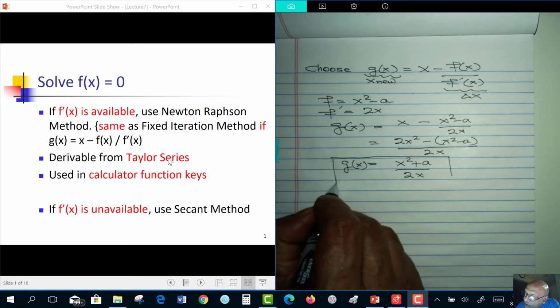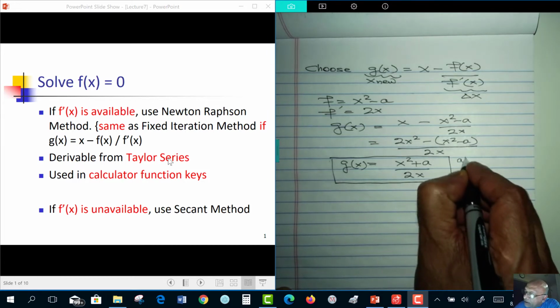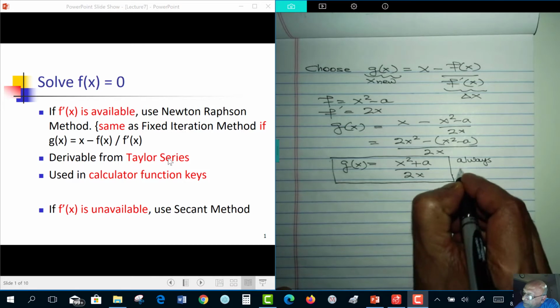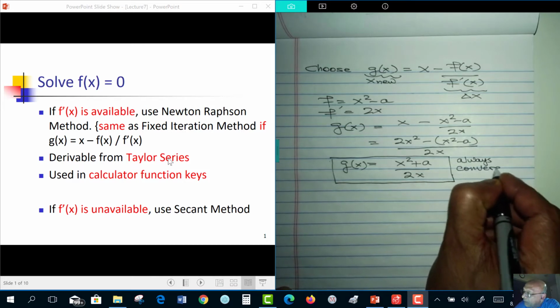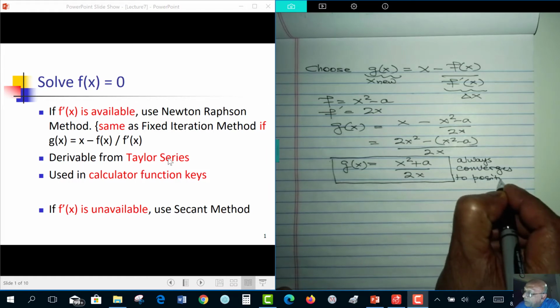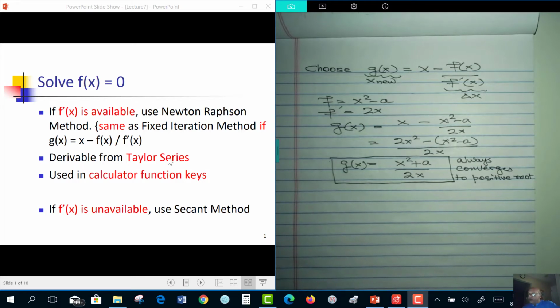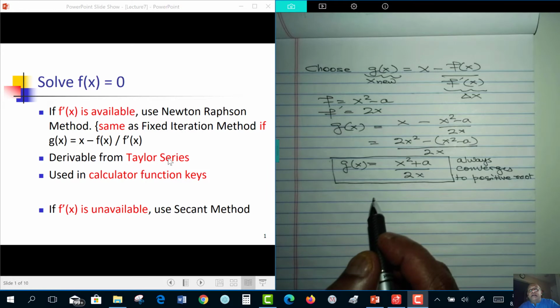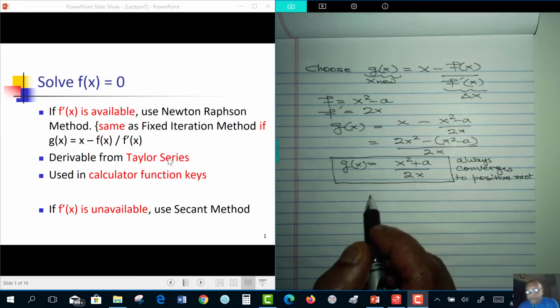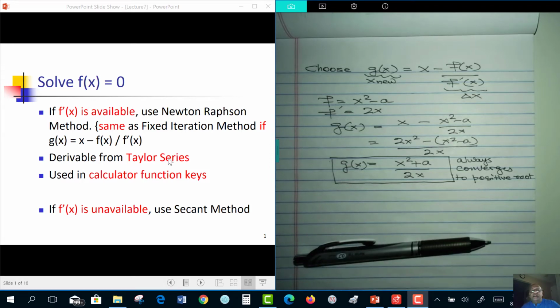So it turns out that this always converges to the positive root. So we got lucky. We just happened to choose a form that mathematically turns out to be pretty good. So let's see how this works in your calculator.